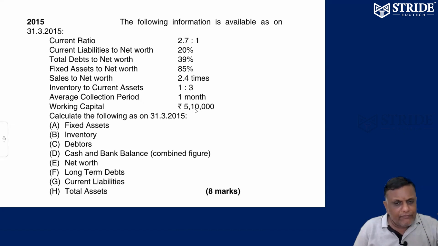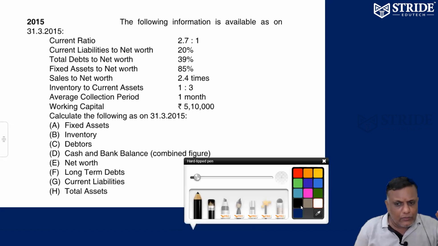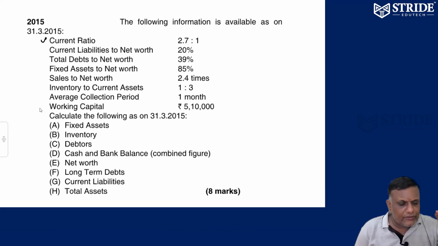Working capital 5,10,000. Whenever current ratio and working capital are given, please connect these two first. What is current ratio? Current asset by current liability. What is working capital? Current asset minus current liability. Connect these two first, then the rest of the question will automatically follow.